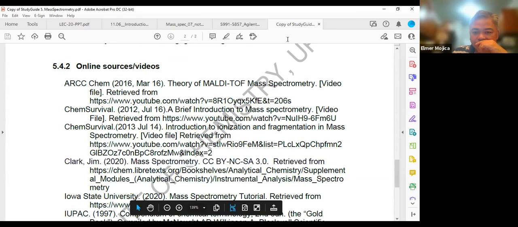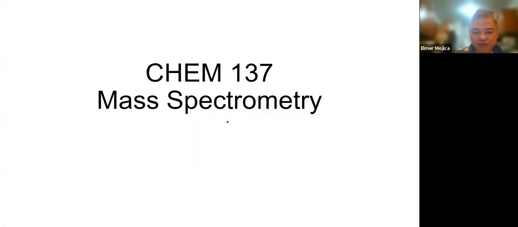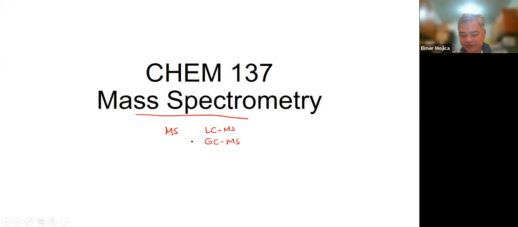So what we're going to do today is just an introduction on what this technique is all about. If you look at mass spectrometry, it is short for MS, and usually we have an LC-MS and a GC-MS that we utilize. Then, what we call mass spectrometry analysis.